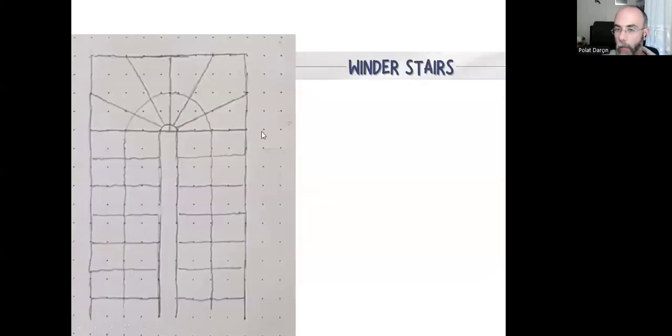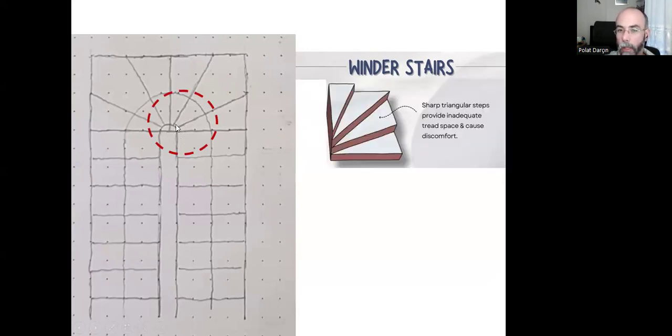Here, for winder stairs, we need to do balancing. Let's talk about that now. The balancing is only for this part because as you can see here, these corners get so narrow. When we draw these risers, these corners get so narrow and there is not enough space for our feet to step on. There is a risk of falling down. So we need wider steps.